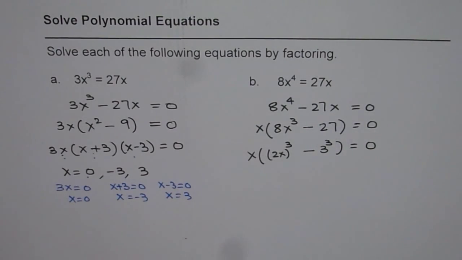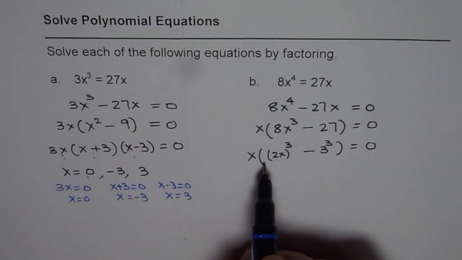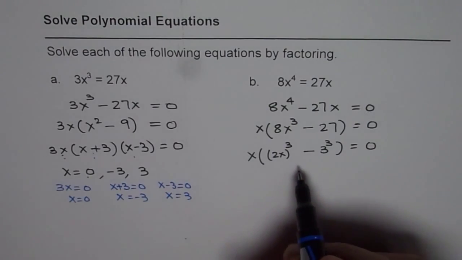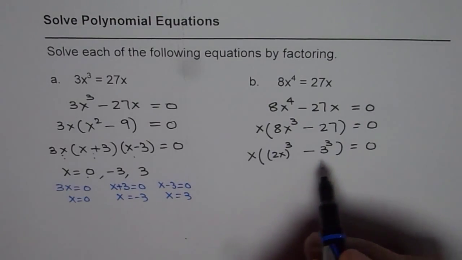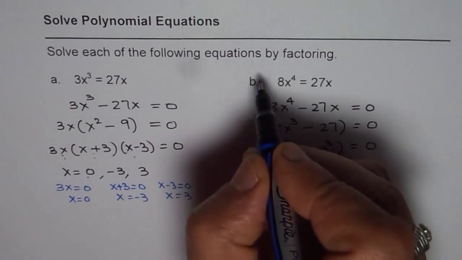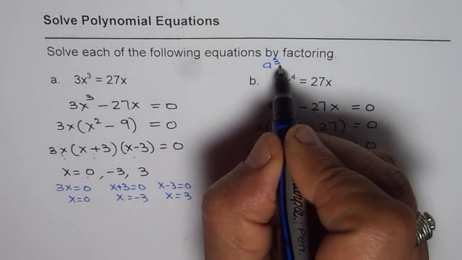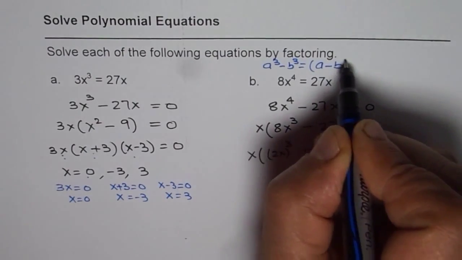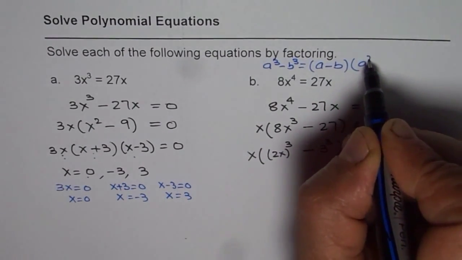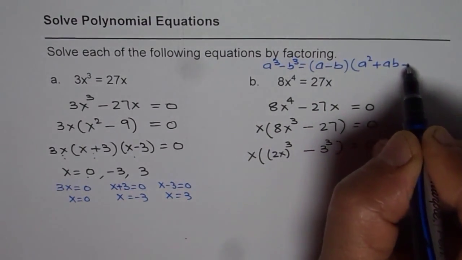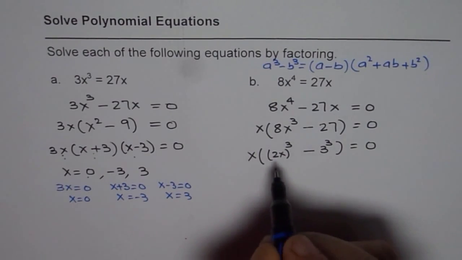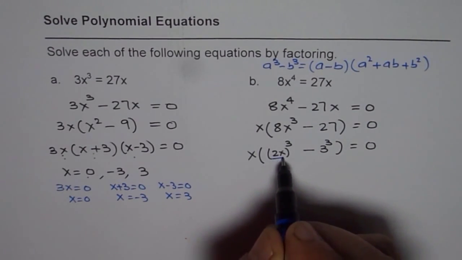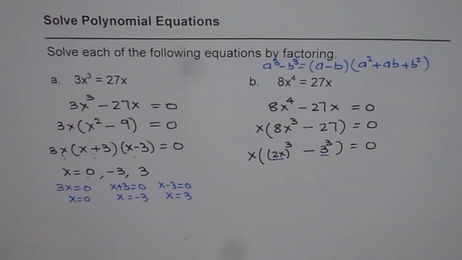And now we can factor using the difference of cubes. I hope you remember the formula for the difference of cubes. Let me write it down. a cubed minus b cubed is what? a cubed minus b cubed is (a minus b) times (a squared plus ab plus b squared). Now in this case, a is 2x and b is 3 for us.